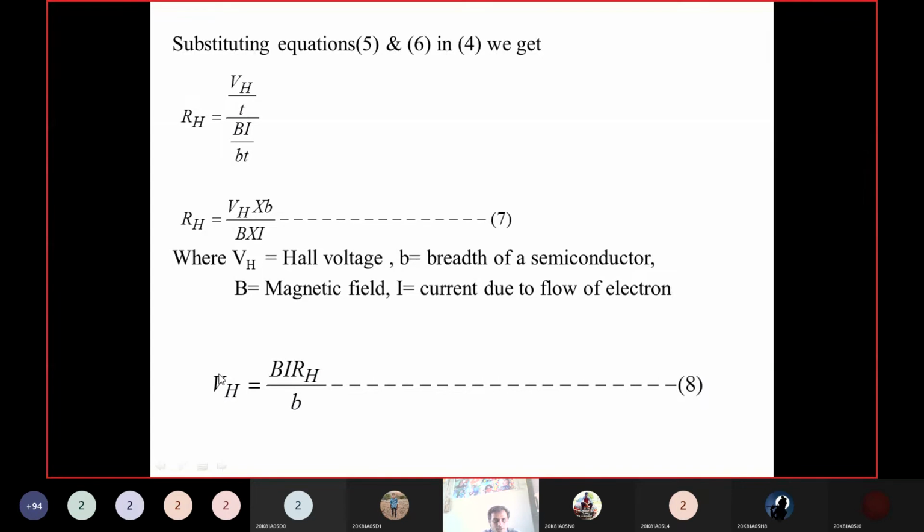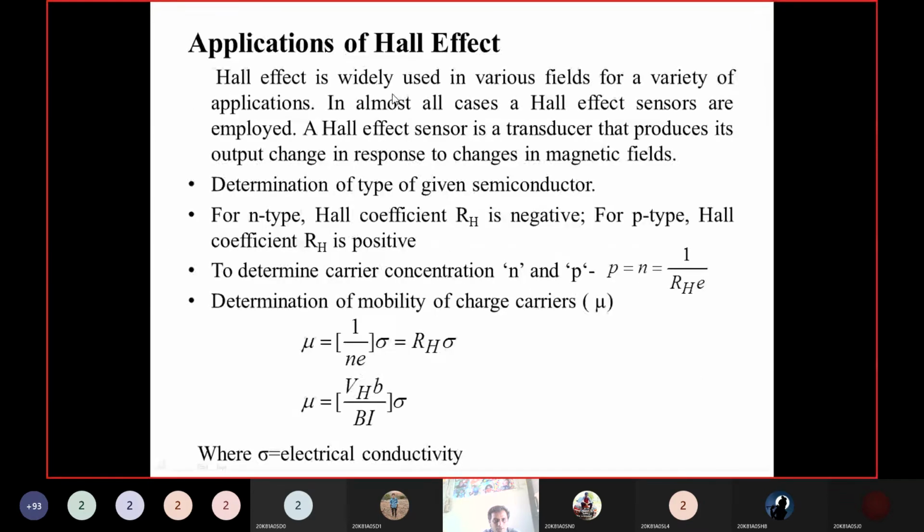So what is the use of this Hall effect? Okay, now we will discuss the applications of the Hall effect. Hall effect is widely used in various fields for a variety of applications. In almost all cases, Hall effect sensors are employed. So that means by using this Hall effect, we can use a semiconductor material as a sensor, based on the Hall effect.